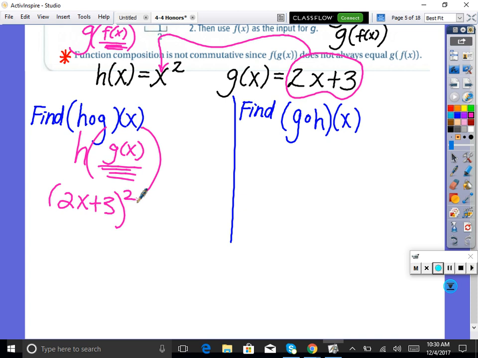Now, we could multiply it out and put it in standard form, but standard form and factored form are equally good, so I'm going to stop. All good. What's the domain? Do you have a radical? No. Do you have a division problem? No. So the domain is all real numbers.